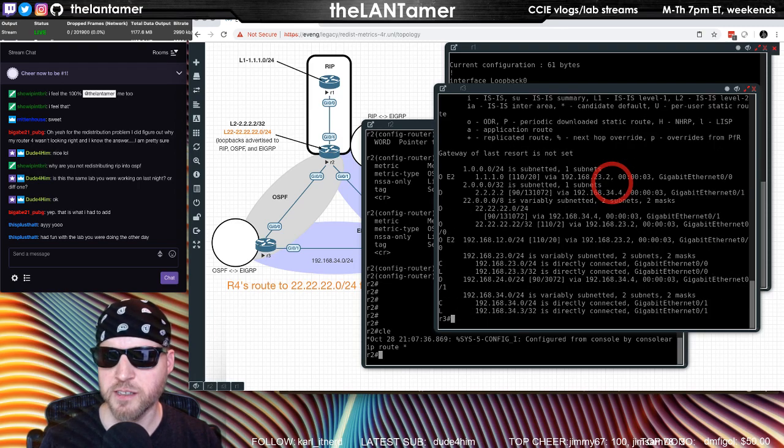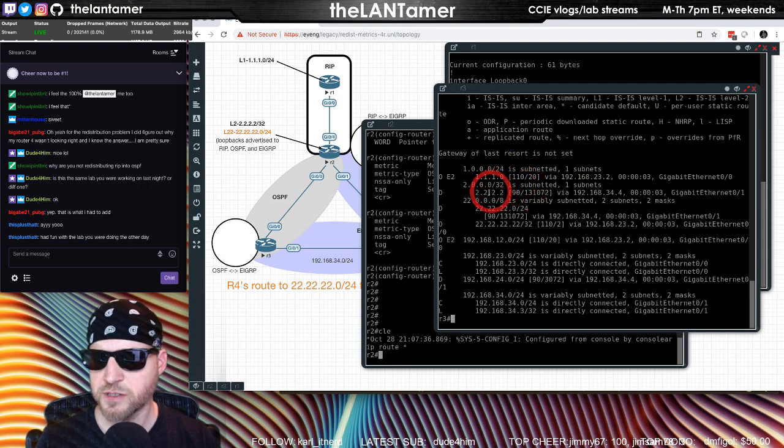Okay, now we're finding it. It's an OE2 via Gi0/0. That's good. 2.2.2.2 via Gi0/1. Interesting.